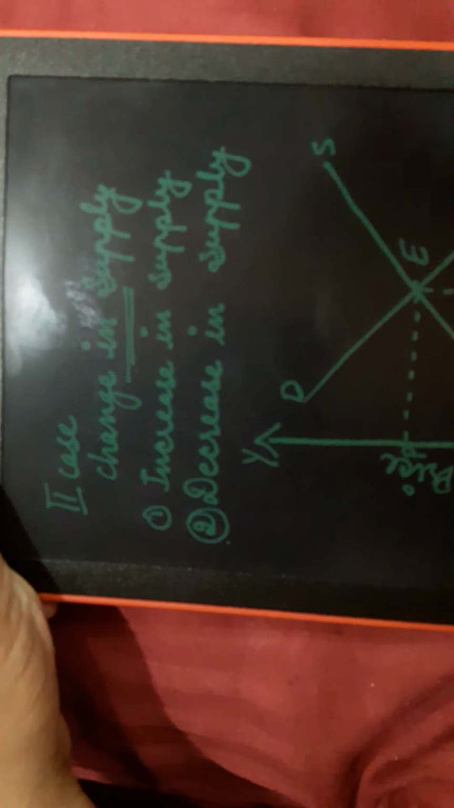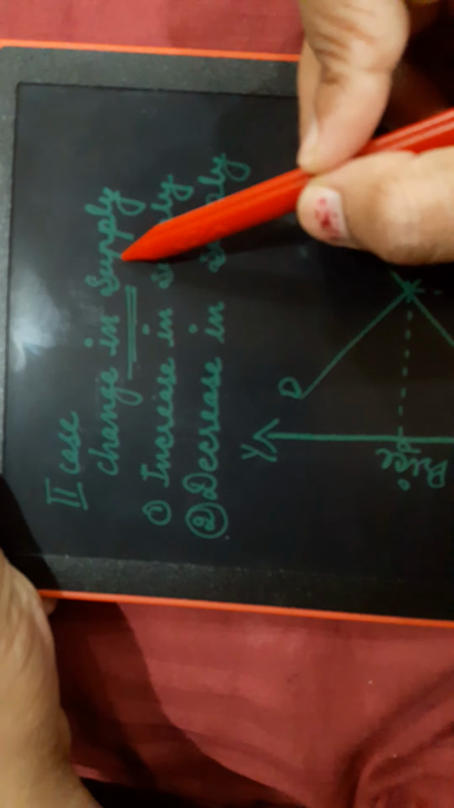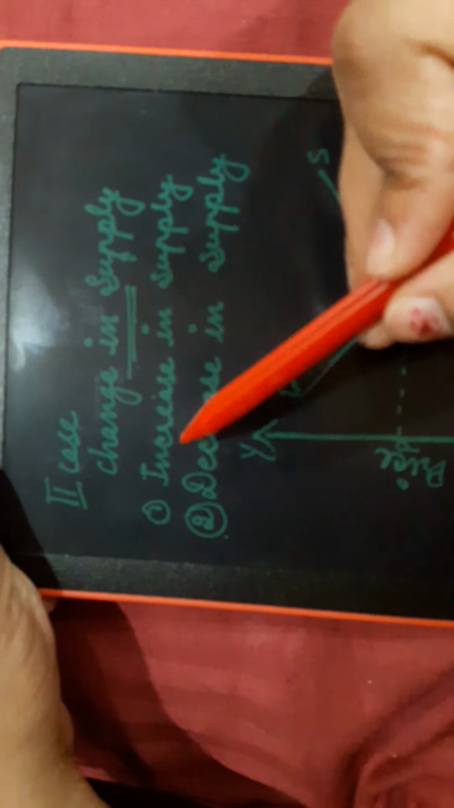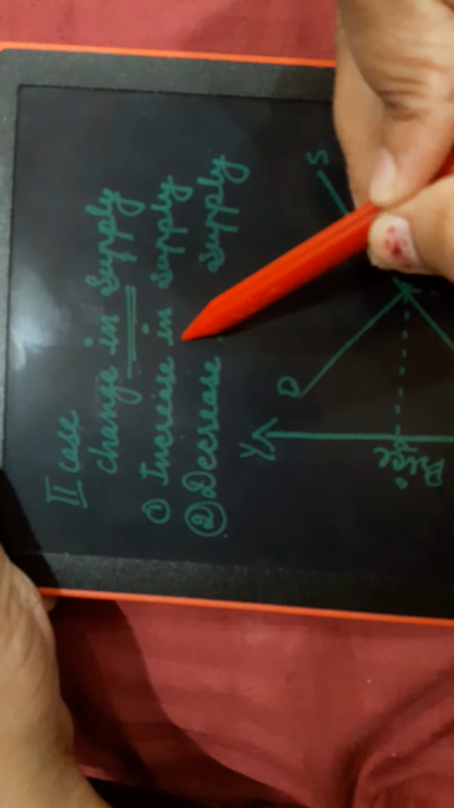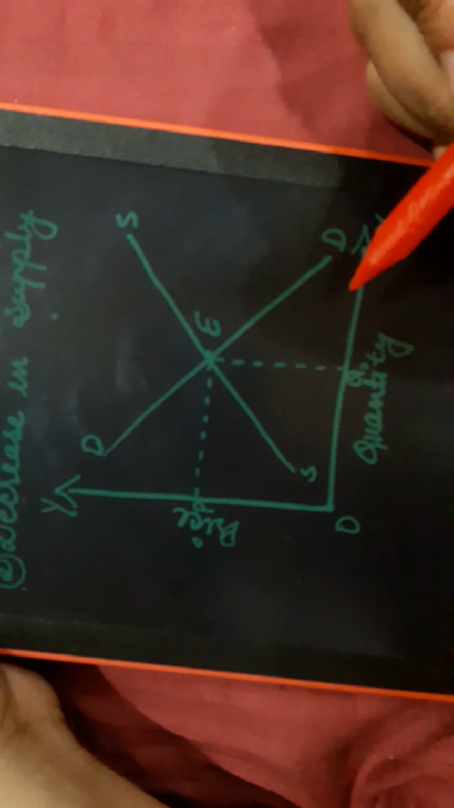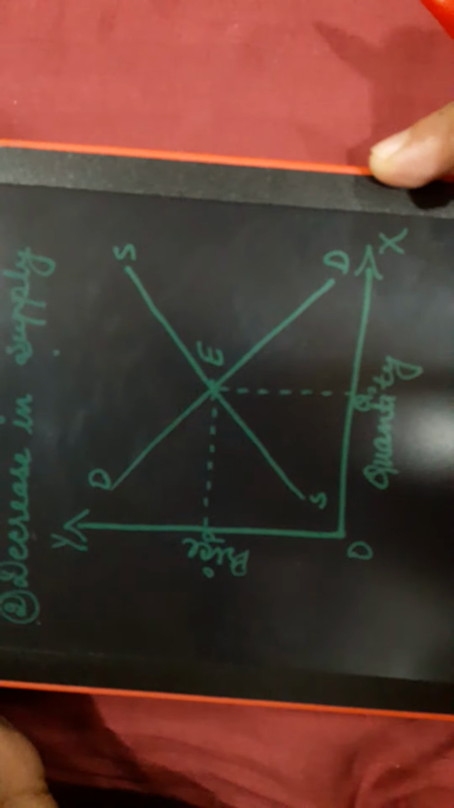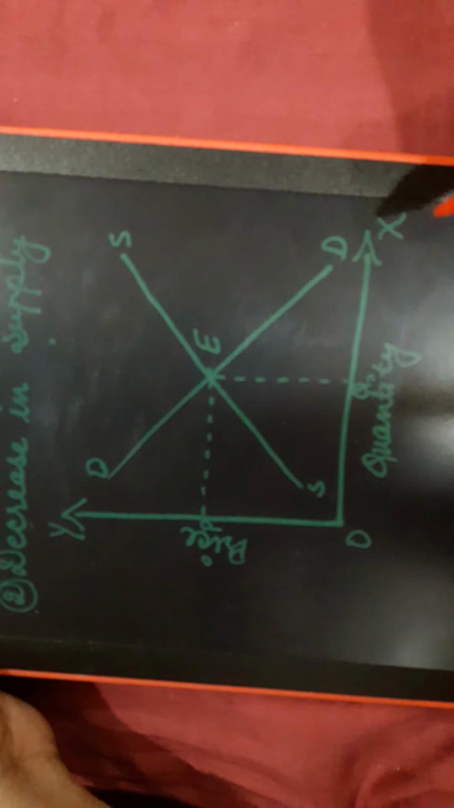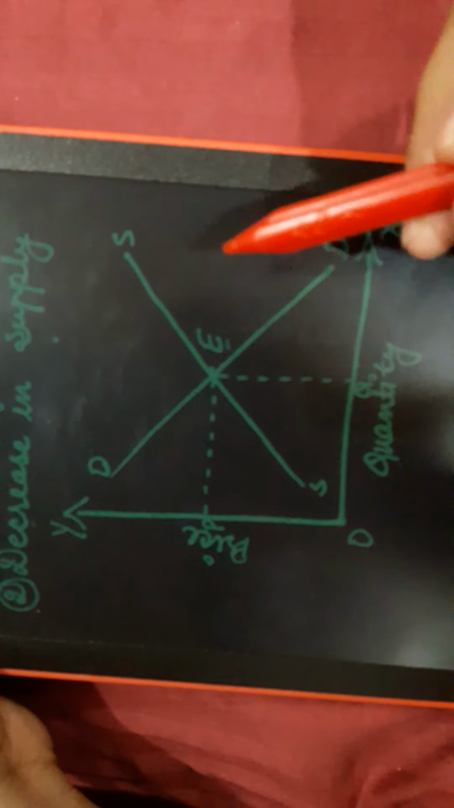Now we will discuss the second case, that is change in supply. Here demand would be constant. And there can also be two situations, where increase in supply and decrease in supply can happen. For this also we'll have to draw the original or initial market equilibrium. Now we will see what can happen to the equilibrium point when there is a shift in supply.